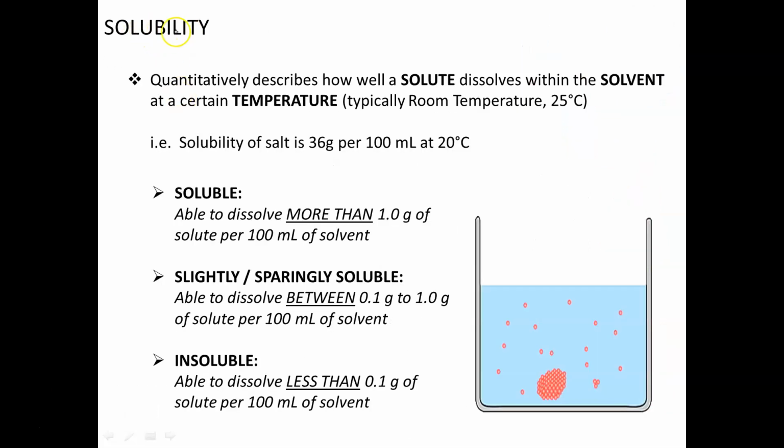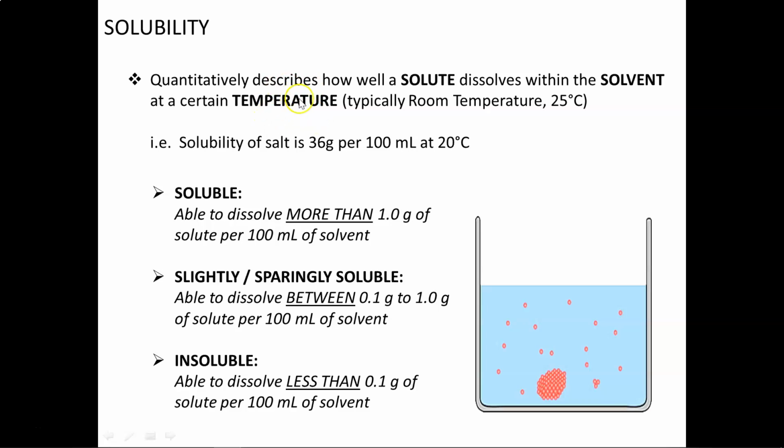Now, solubility quantitatively describes how well a solute dissolves within a solvent at a certain temperature. It's important that you mention temperature because if you change the temperature, you change how well something dissolves. You change its solubility. So for instance, I can dissolve more sugar in hot water than I can in cold water. I do need to factor in temperature.